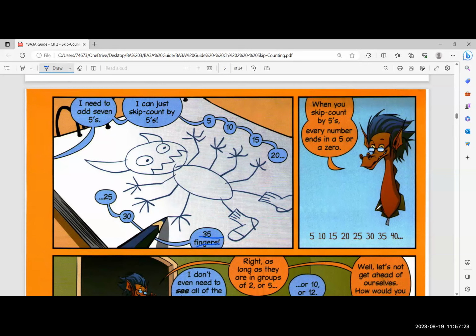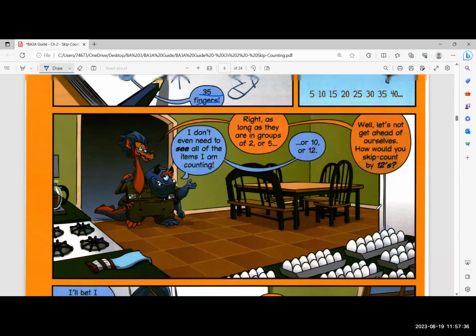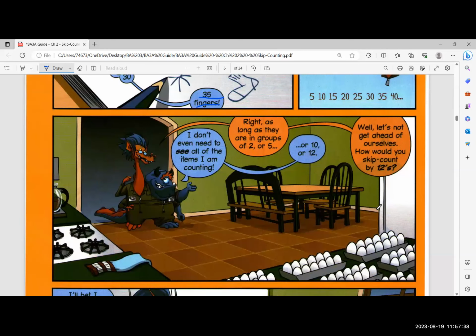And let's look at the dragon person. When you skip count by fives, every number ends in a five or a zero. I don't even need to see all of the items to count, as long as they are in groups of two or five or 10 or 20. Well, let's not get ahead of ourselves. How would you skip count by fives? How would we skip count by 12s?